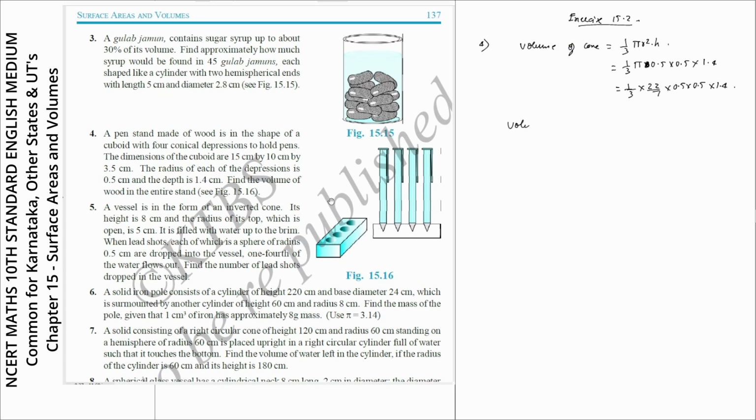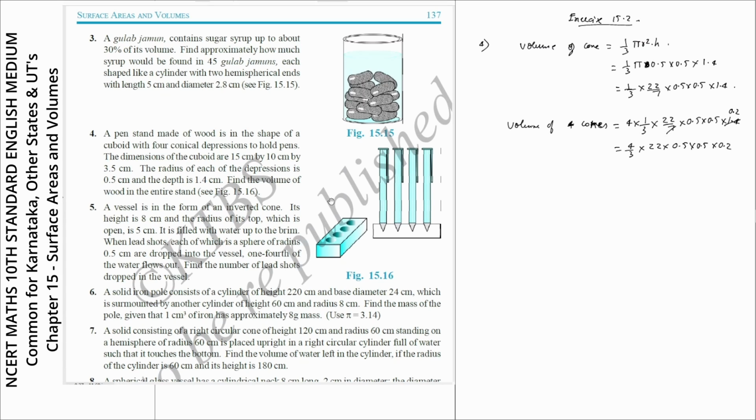Now volume of 4 cones. Above we got volume of 1 cone, therefore volume of 4 cones will be 4 into 1/3 into 22/7 into 0.5 into 0.5 into 1.4. Now 7 1s are 7, 7 2s are 14, so I'll get 0.2 here. So I'm left with 4/3 into 22 into 0.5 into 0.5 into 0.2.